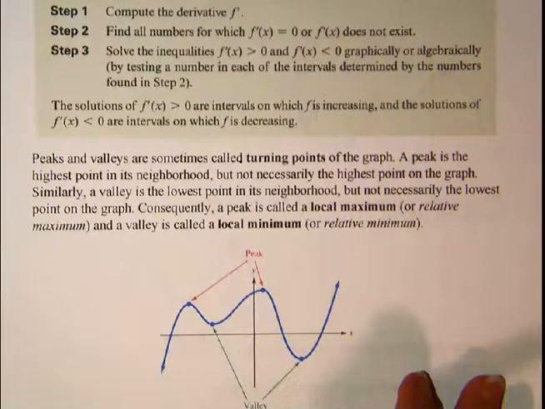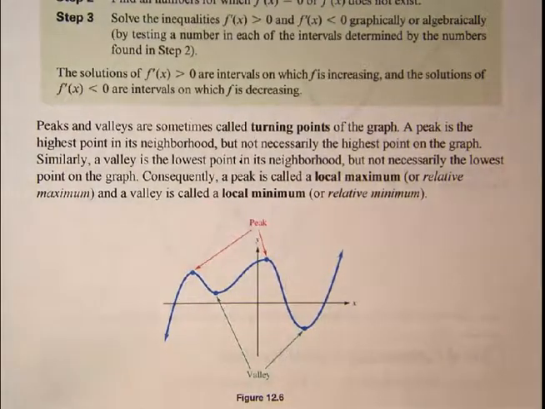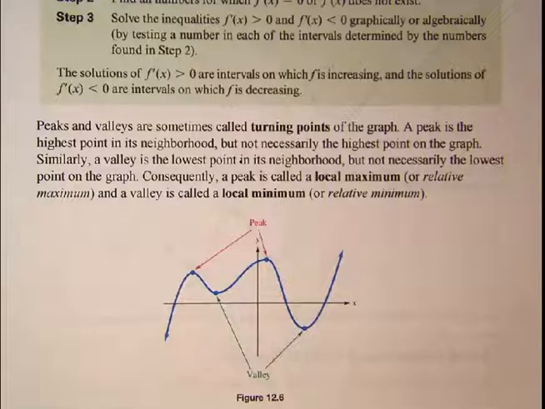Now on the next little part, it tells us about peaks and valleys. The peaks and valleys are basically our turning points on the graph. The peak would be the highest point in that area. It doesn't have to be the highest point on the graph altogether, but just in that area. And then you've got your low valleys. They don't necessarily have to be the lowest point on the whole graph, but in that little interval it is. So those are called local maximum or local minimum, that kind of thing.